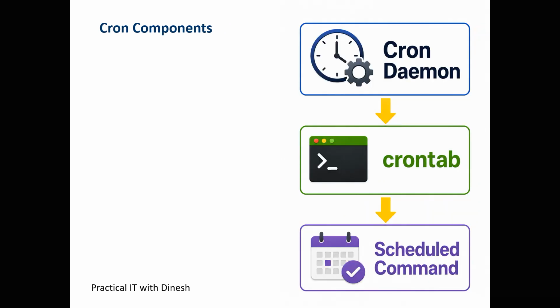Let's understand how cron works internally. The cron daemon is a background service that continuously checks the schedule. The crontab file stores the list of scheduled jobs. Whenever the schedule time arrives, the daemon executes the corresponding command.